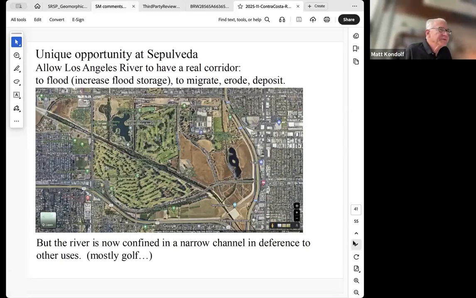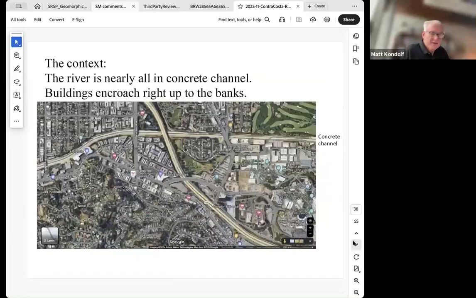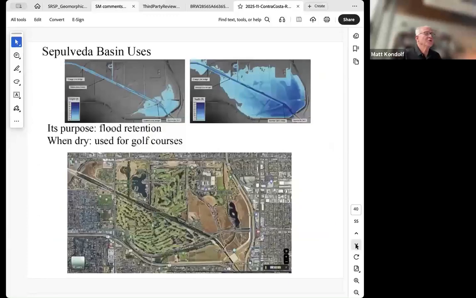I want to go back to this other image here. Yeah, this one. This is the Los Angeles River, but look at how you've got buildings right up to the edge. There's no wasted space here. You have all these encroachments coming right up to the edge. So there's very little opportunity to widen the system without enormous expense.